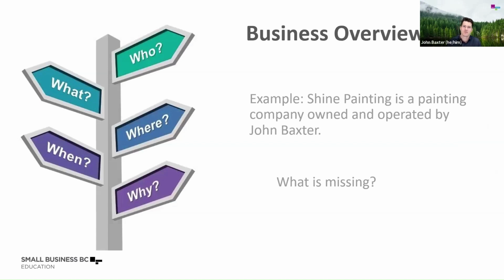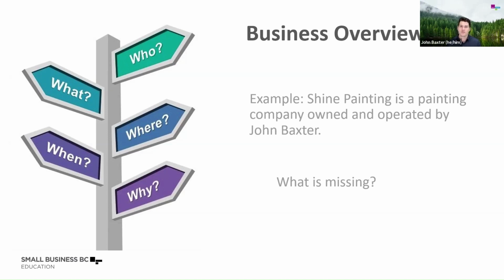So here's an example of a bad business description. The example is for a fictional company run by myself called Shine Painting. And it says, Shine Painting is a painting company owned and operated by John Baxter. So take a moment now, maybe pause the video and think to yourself, what's missing from this? What other information can be added?